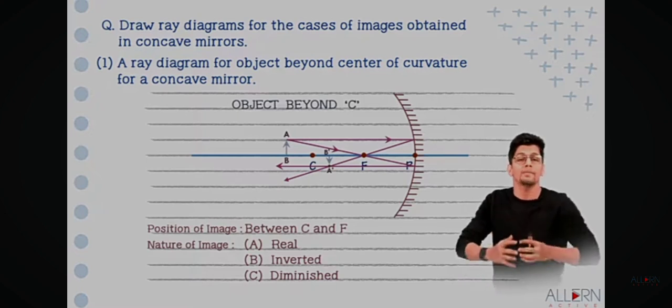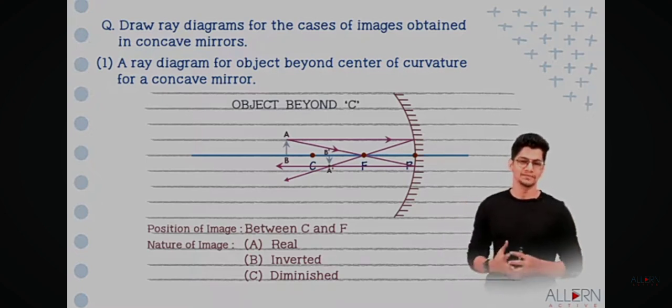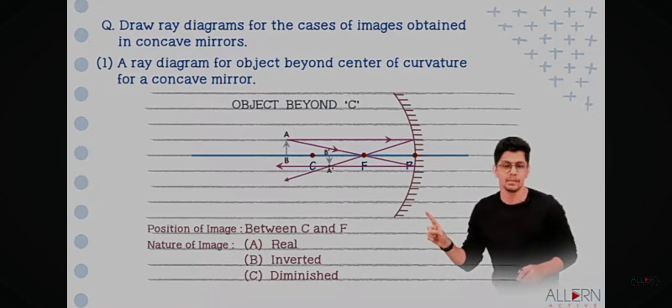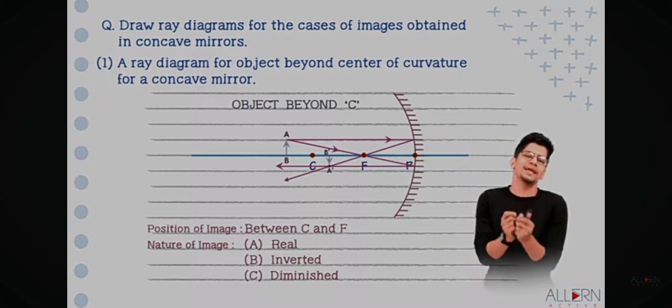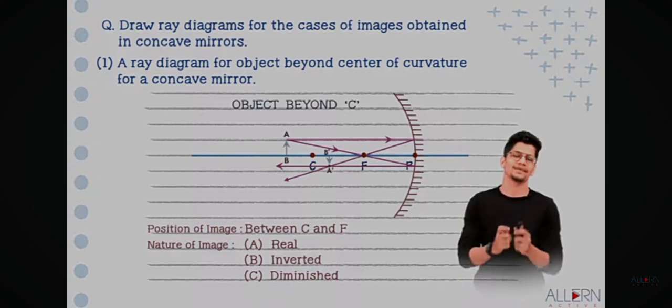Now, one more thing that we need to understand over here is that real images are those images that can be obtained on a screen. So in order to see this image, you will have to place a screen over there, and then you would be able to see that particular image.